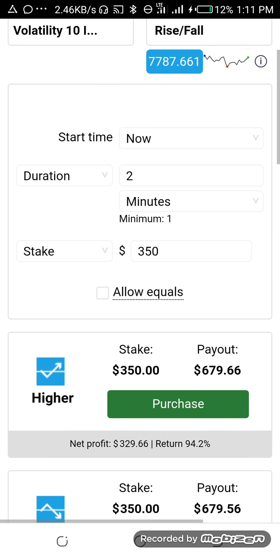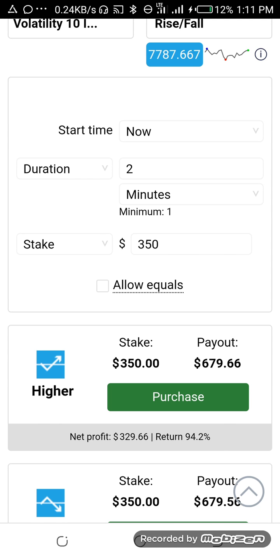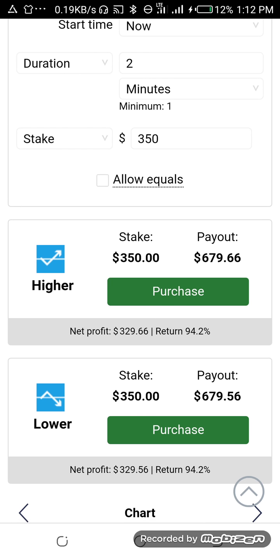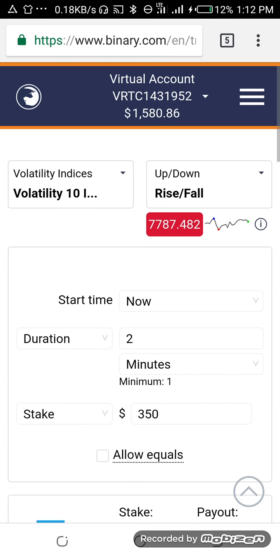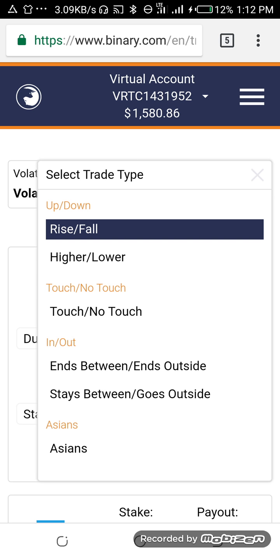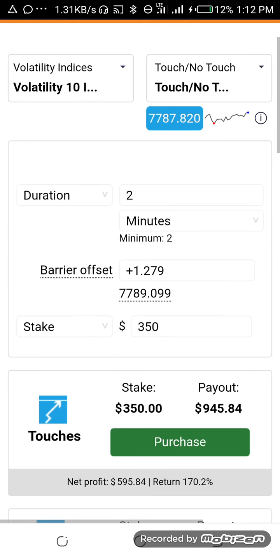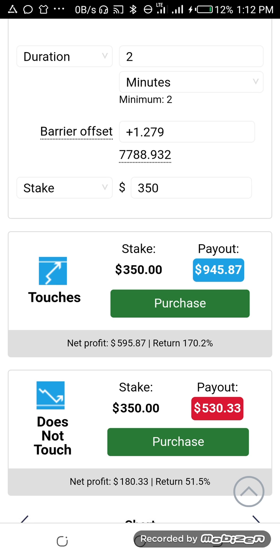One trade, 40%. One trade, you can even at a point in time make, let me show you rise and fall. If you predict rightly within 2 minutes, if you say it's higher, it's going lower, you get to make 94%. Now, there are some stakes that even give you, like touch, do not touch. You can see 170%, 57%.